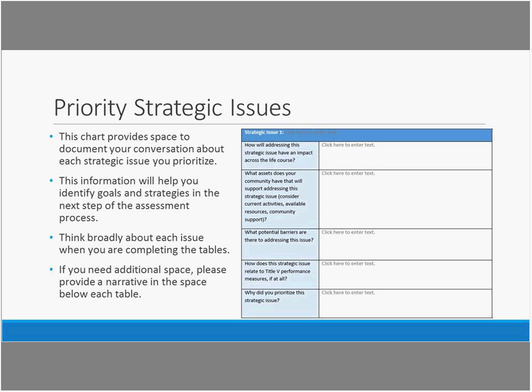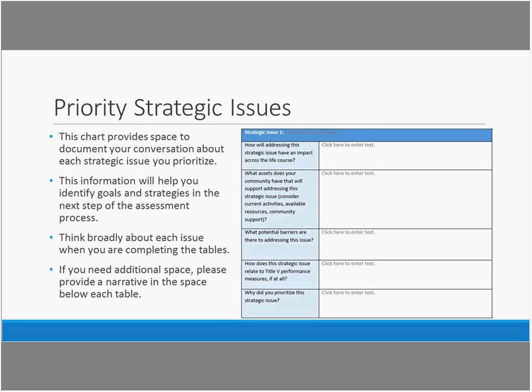For your priority strategic issues, we have a table or a series of tables in the tool that provide space to document your conversation about the strategic issue you prioritize. You might not have answers to every single one of these questions, and that's okay. This is just to prompt you to remember different aspects of how that selection process was informed by discussion.